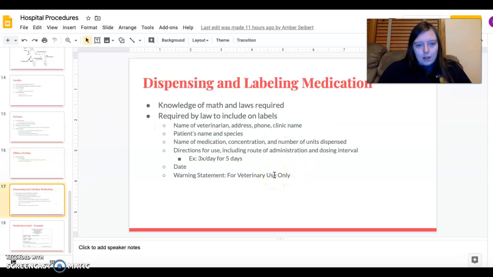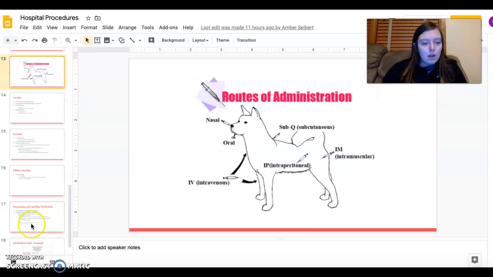Alright. Dispensing and labeling medication. You need knowledge of math and the laws required for giving that medicine. You're required by law to include on the labels the name of the veterinarian, address, phone, and clinic name, patient's name and species, that would be the pet, name of medication, the concentration or how much you're giving them, and the number of units dispensed. The directions for use is the next one. That includes the route of administration, so that goes back up to this picture here.